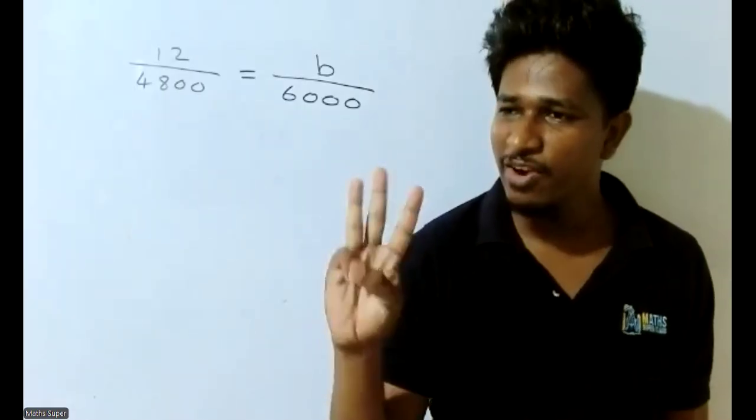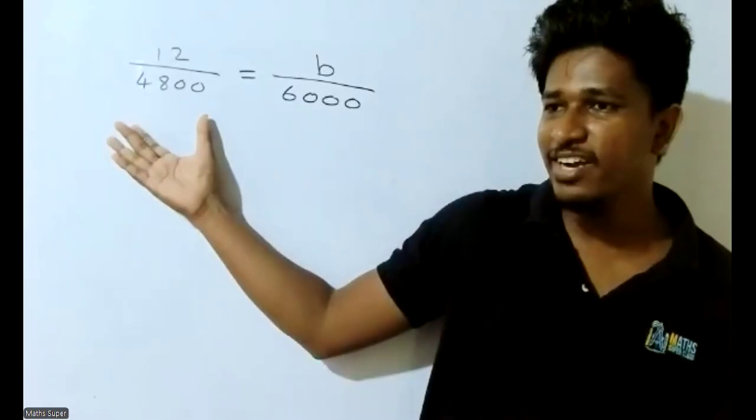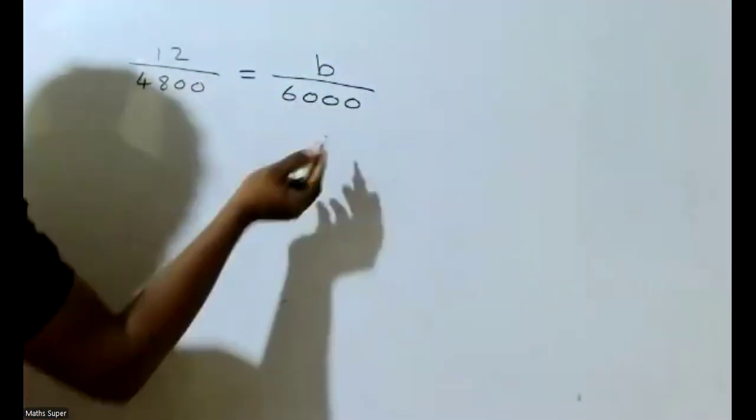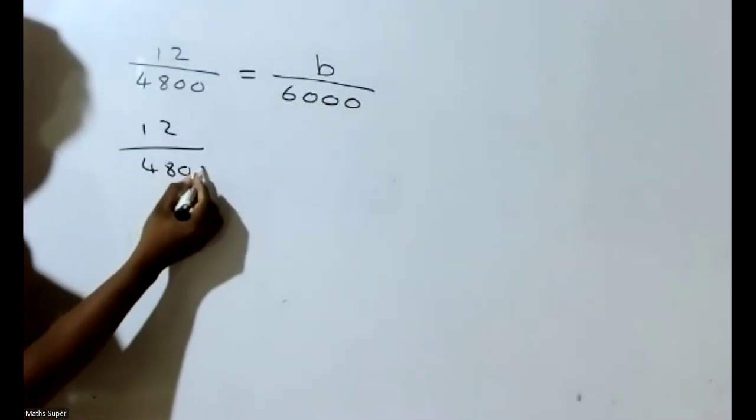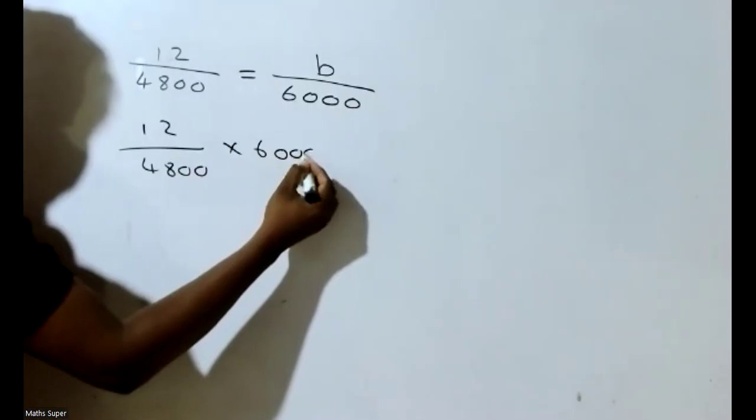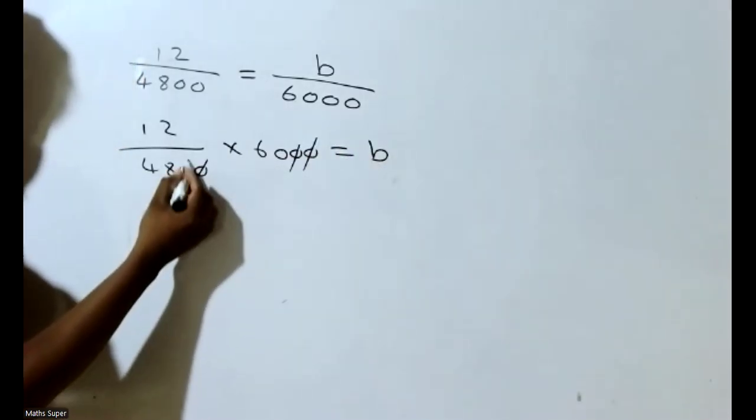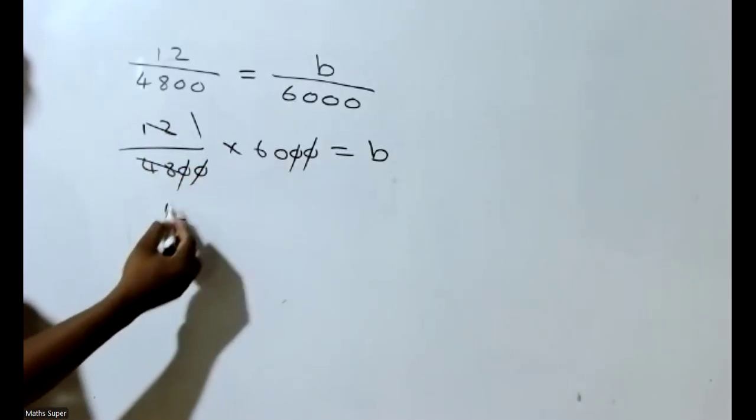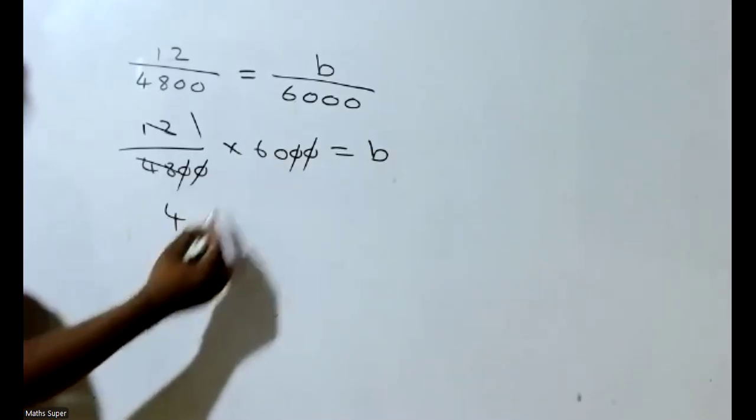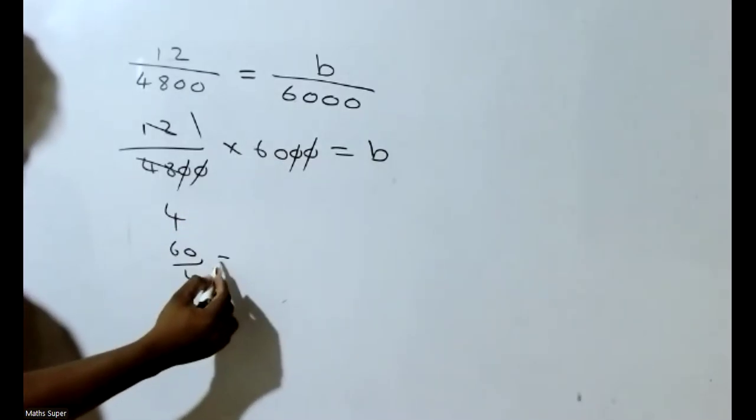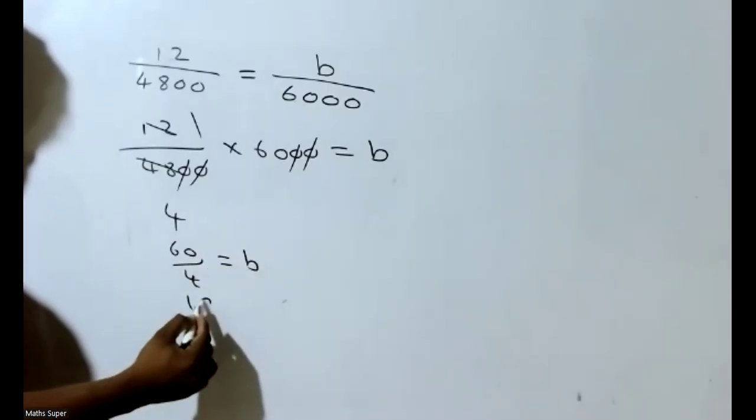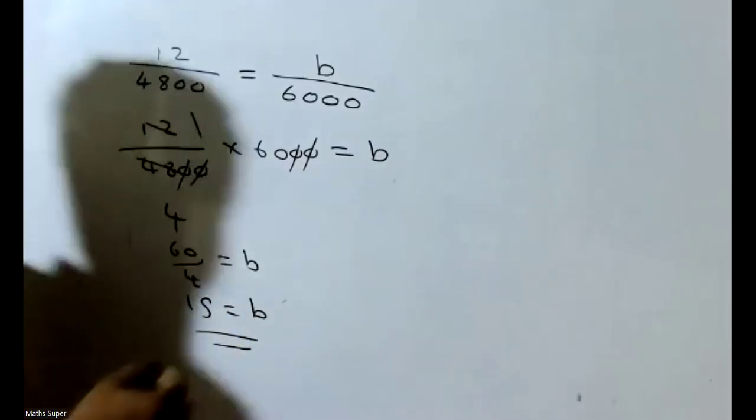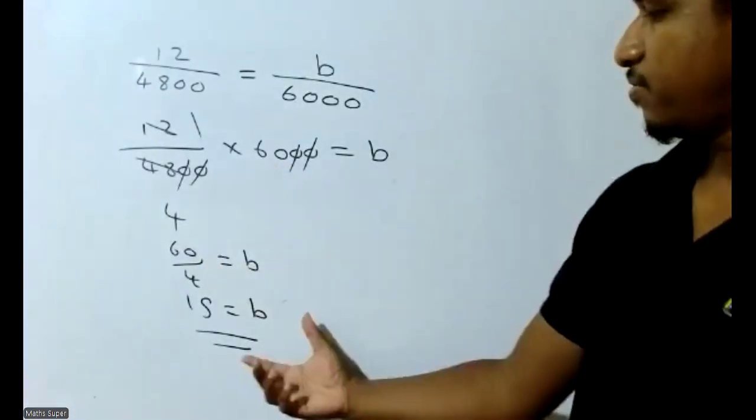Three values are there. You have to find the other value. 4,800, 12 bottles. 6,000, b. So what to do? 12 divided by 4,800, divide. 12 times 1, 12 times 4. 60 divided by 4. This is the denominator, this is the numerator. So 60 divided by 4 means 15. There's no need to write this step, I just wrote this for your reference.